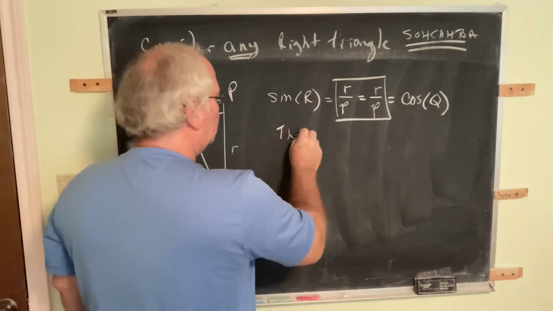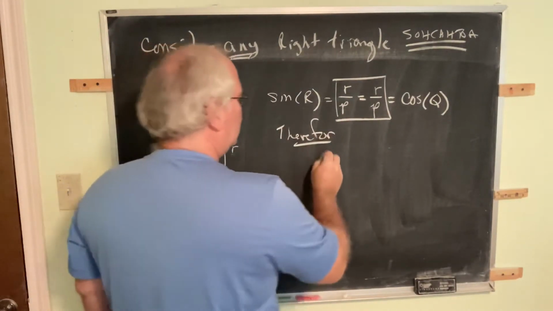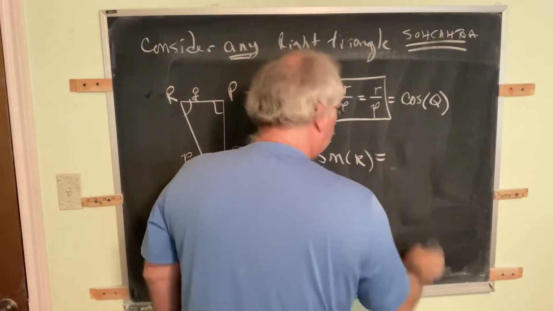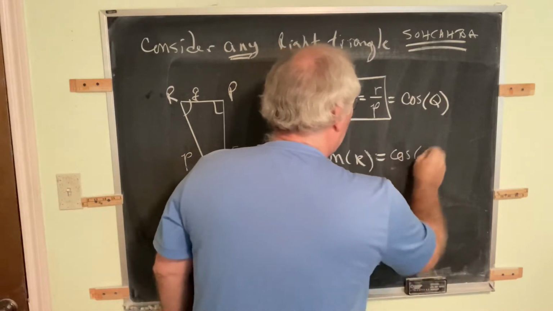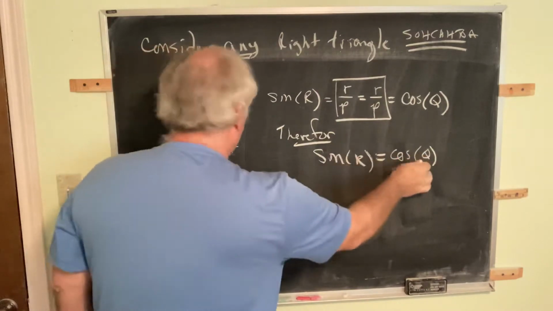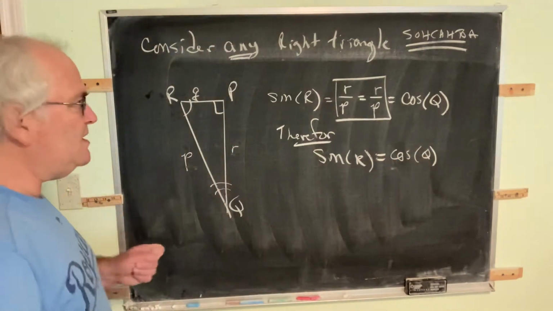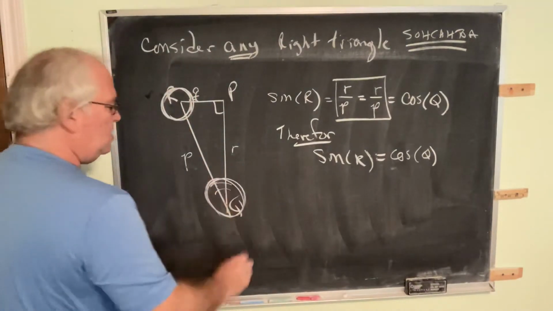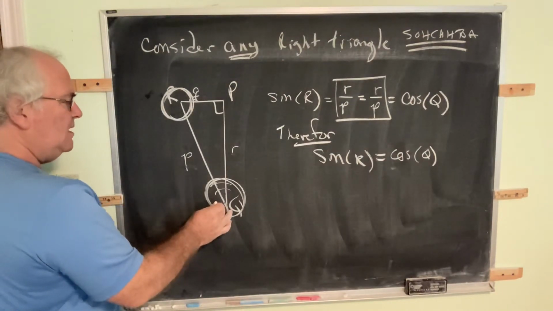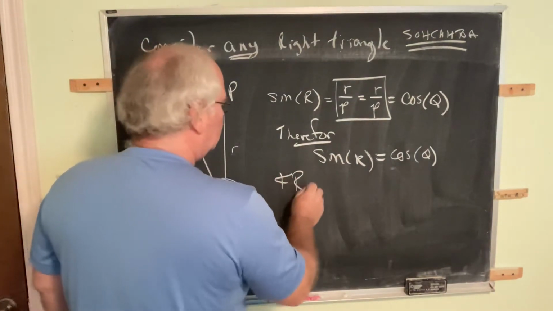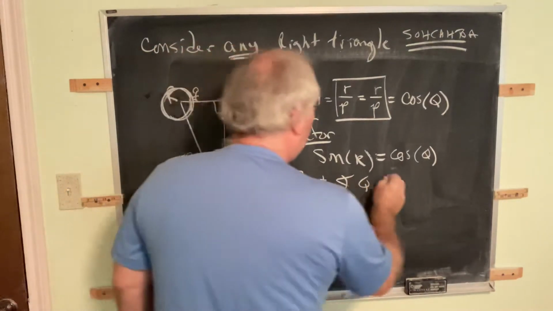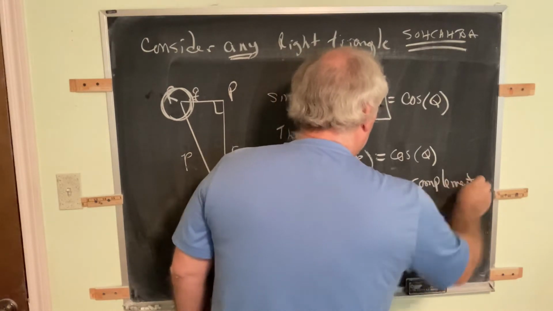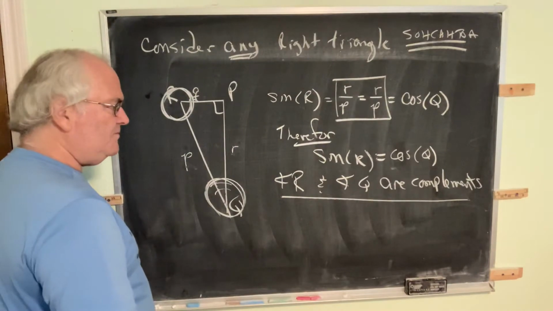Therefore, sine of r is equal to cosine of q. Sine of angle r is equal to cosine of angle q. Now, one other piece of the puzzle, we've already talked about this. What do we know about angle r and angle q? What do we know about what they add up to? Is it clear that angle r and angle q are complements? Angle r and angle q are complements.